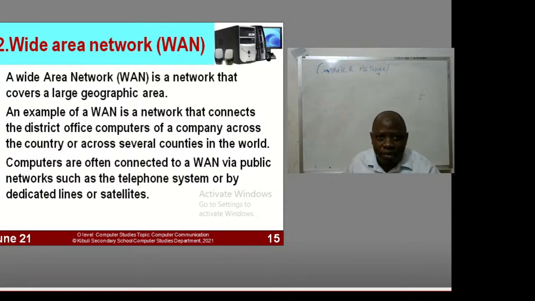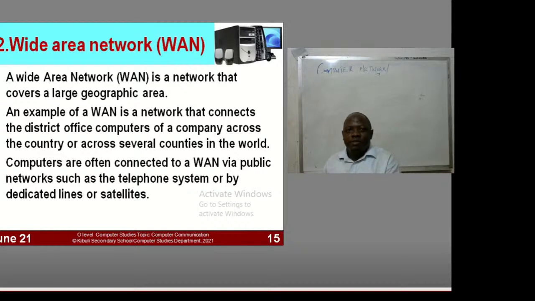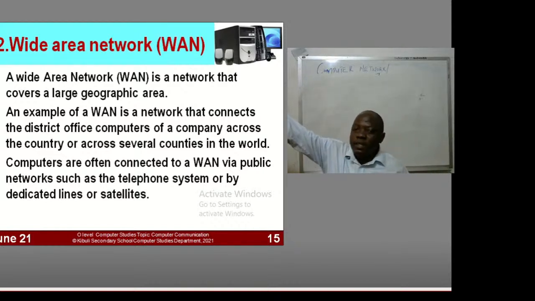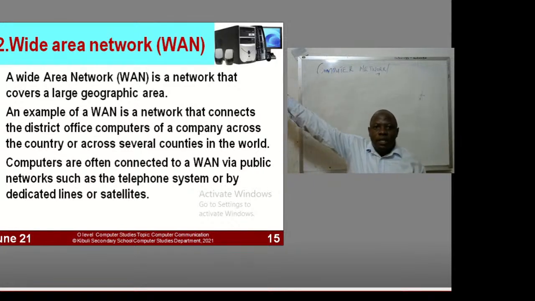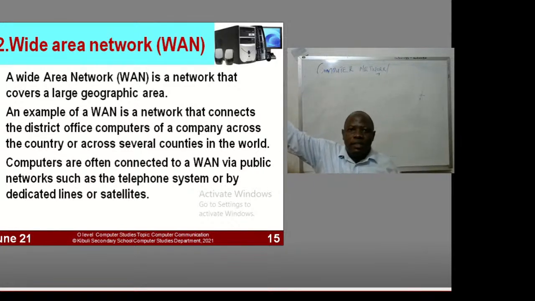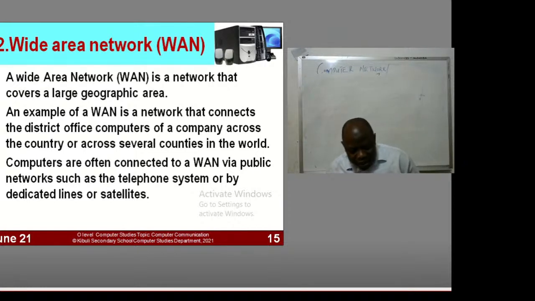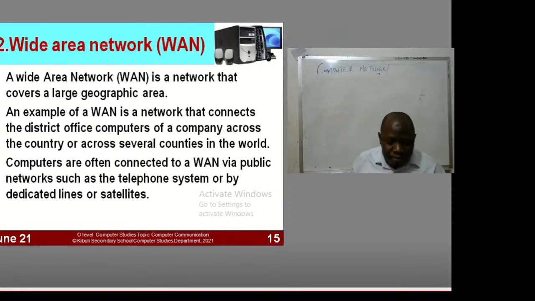You have IUIU, Islamic University in Uganda. It has different branches. It has Kampala, it has Kaboja, it has Arua, it has Mbale. So when you interconnect those, we have what we call a wide area network. Computers are often connected to a WAN via public networks.